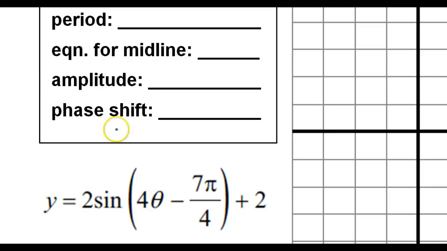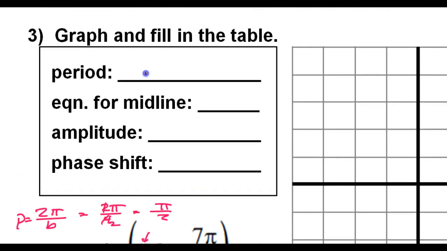Now, the period is always going to be 2 pi divided by b. And this is the b value, the 4, okay? So we're talking about 2 pi divided by 4. 2 goes into 4 twice. So that means the period is pi over 2. Alright, so the period is pi over 2.